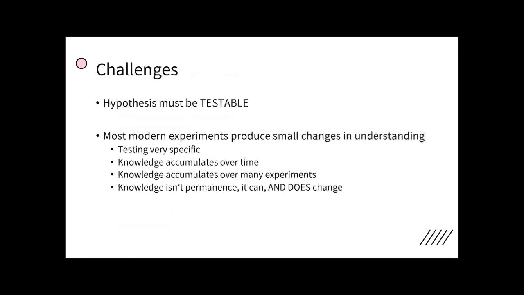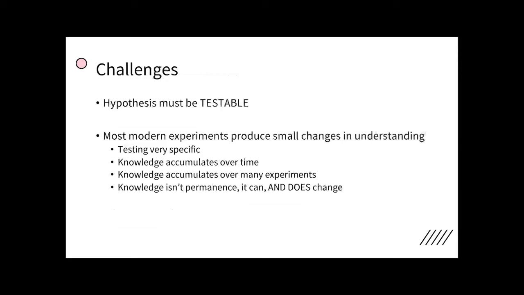The hypothesis has to be testable. Is fertilizer A or fertilizer B better? Is fertilizer better than no fertilizer? Is potting media better than topsoil? Is topsoil better than garden soil? Those are all things we can test. Modern science produces really, really small changes. We're testing very specific things. And the knowledge accumulates over time, over many, many experiments. And knowledge isn't permanent. And that's a thing that's difficult for some people to understand, that our knowledge can and does change over time. So let me give you a classic example.